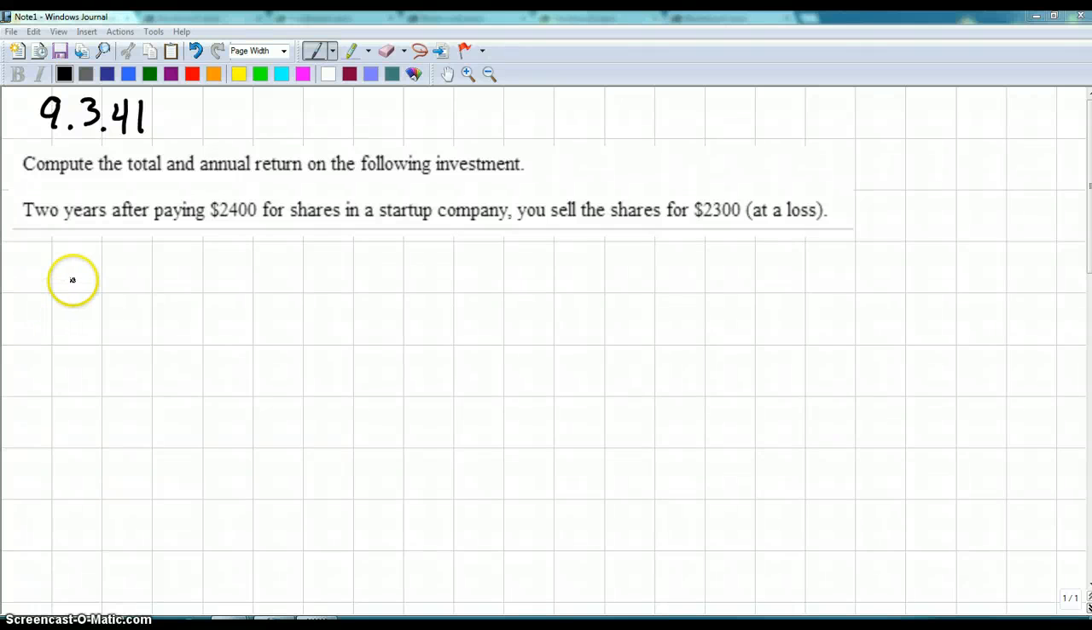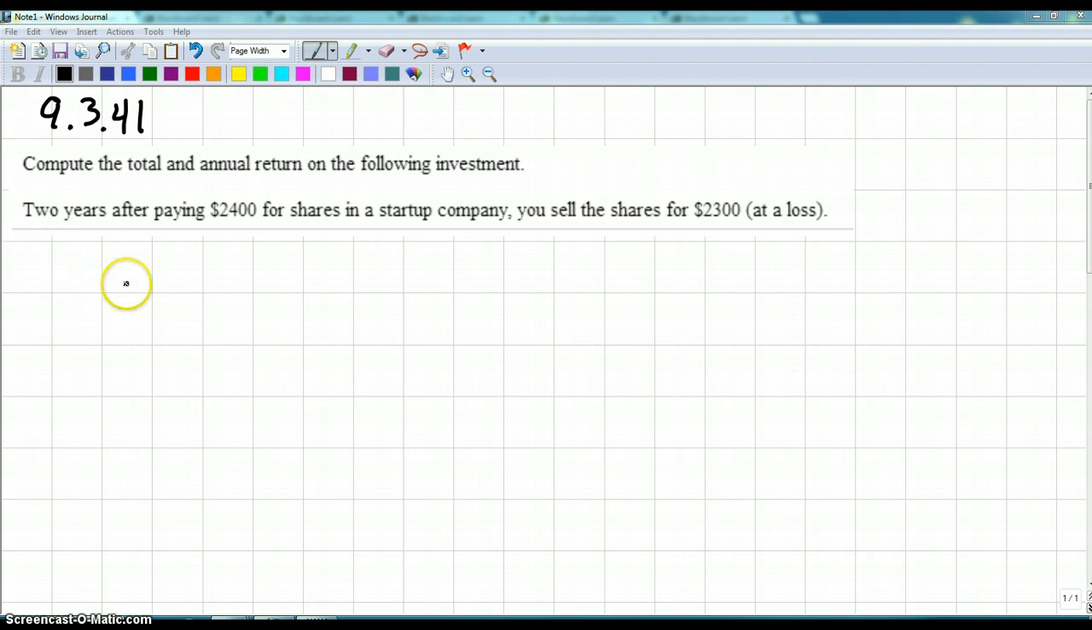All right, for this problem, we're going to compute the total and annual return on the following investment. Two years after paying $2,400 for shares in a startup company, you sell the shares for $2,300 at a loss.